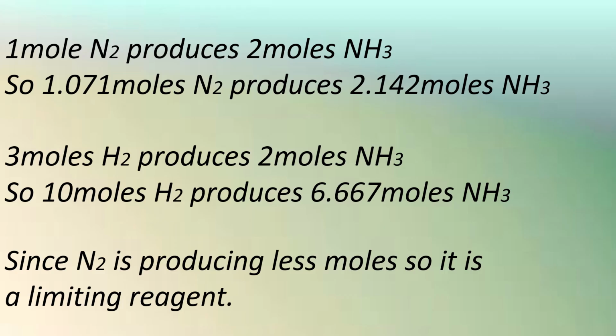Because, as you can compare, nitrogen is producing 2.142 moles ammonia, hydrogen is producing 6.667 moles ammonia. Because nitrogen is producing fewer moles, it is the limiting reactant. That is, it limits the reaction. So nitrogen is the limiting reagent.